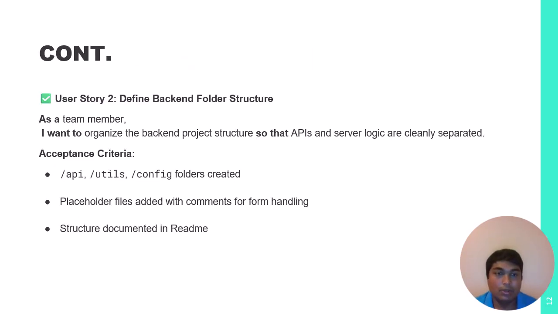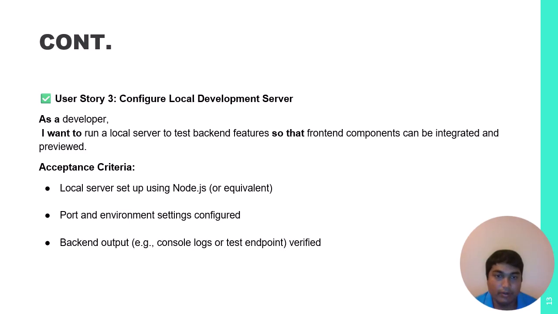Now, our next user story 2, which is to define backend folder structure. As a team member, I want to organize the backend project structure so that API and server logic are clearly separated. Acceptance criteria, as you can see: placeholder files added with comments for form handling, structured documented README. The next one is user story 3.